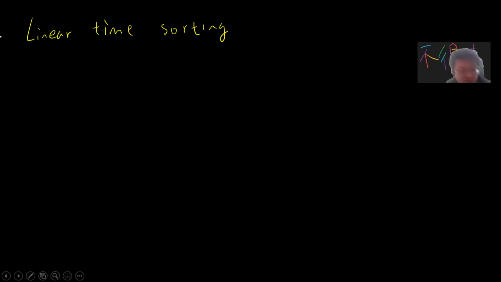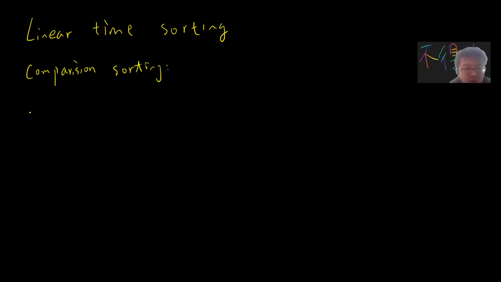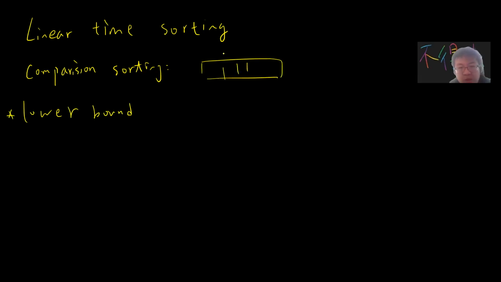Okay, so previously, I think I have a video that describes the proof of comparison sorting. The fact in comparison sorting is that it has a lower bound. So it has a lower bound when you want to sort an array. You have an array with length n, and a lower bound of n log n. And the examples are merge sort and also quicksort.